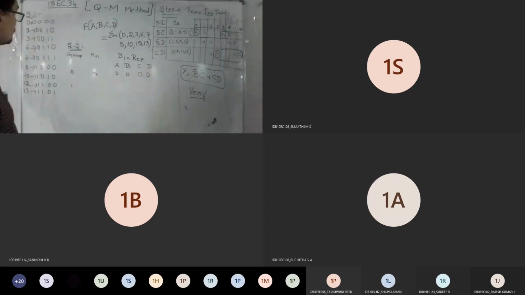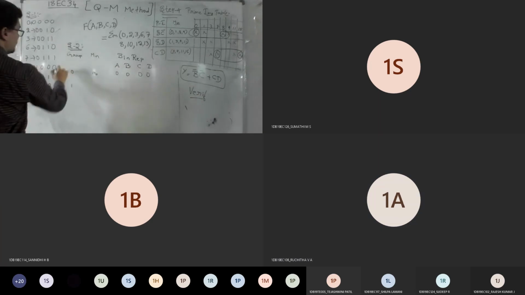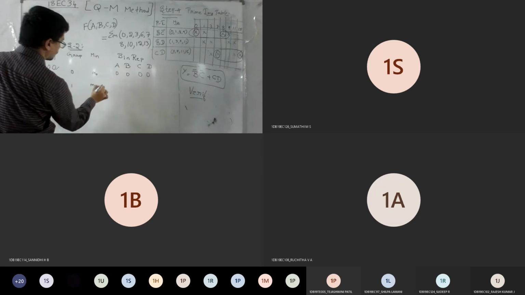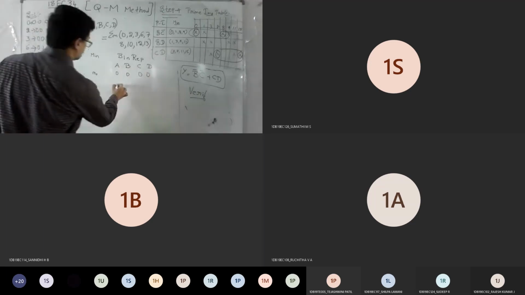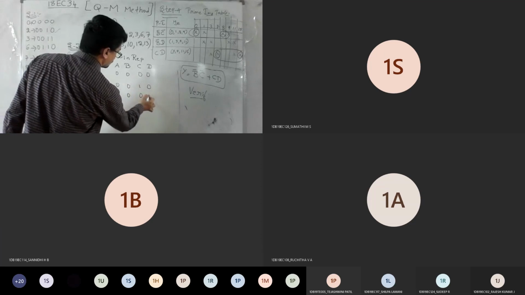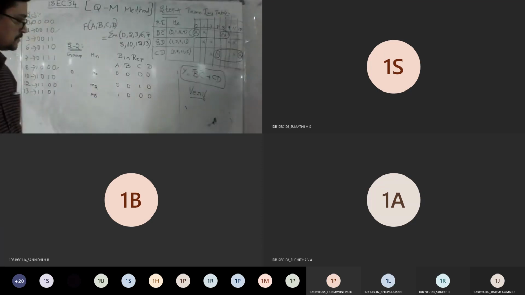Next, group 1. Can anyone tell me how many minterms have a single one? Check out the table. M2 and M8, good. So write M2 and M8 as group 1: 0 0 1 0 and 1 0 0 0. Is it visible here, what I wrote on the board?